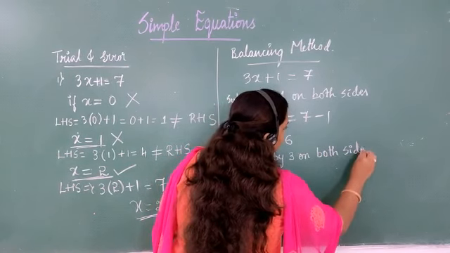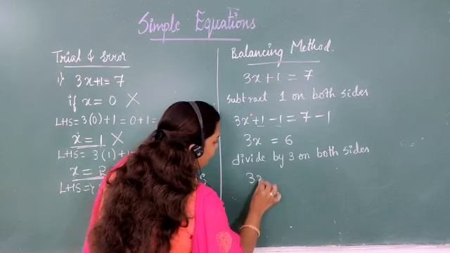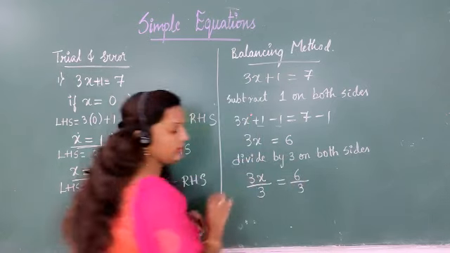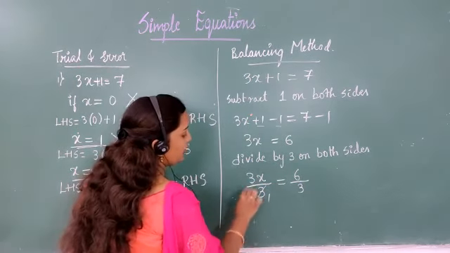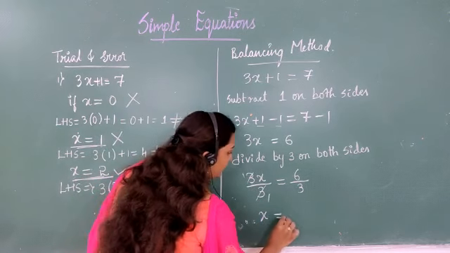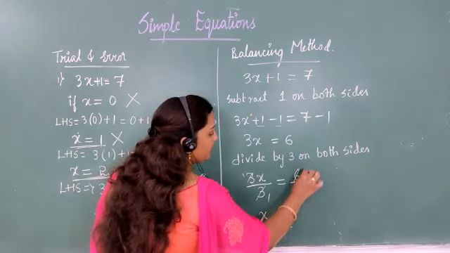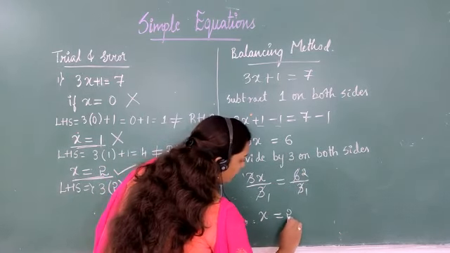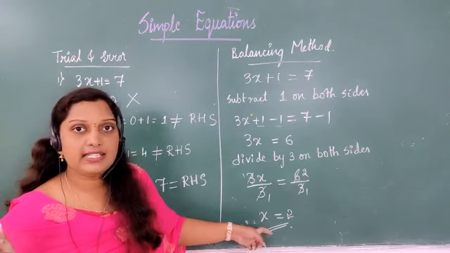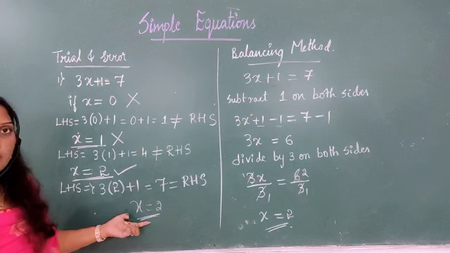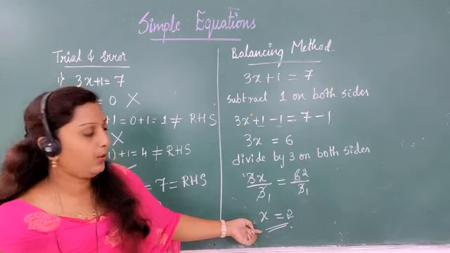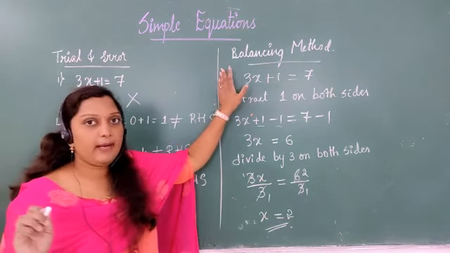Okay. So you will get 3x divided by 3 is equals to 6 divided by 3. Okay. So 3 ones are 3, 3 ones are 3. Remaining here is x is equals to, here 3 ones are 3, 3 twos are 6. So here you will get 2. So the value of x is 2. Solution of the equation is 2, right? Here also same answer, you got x is equals to 2. Okay. So this is how you do the balancing method.